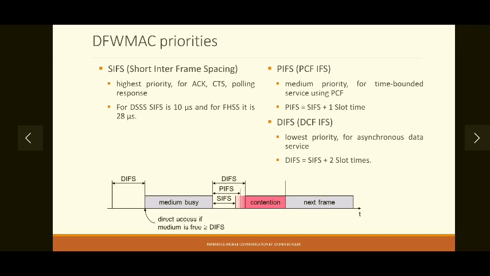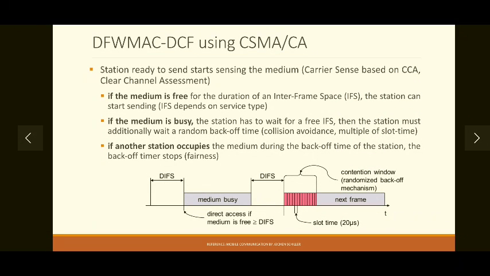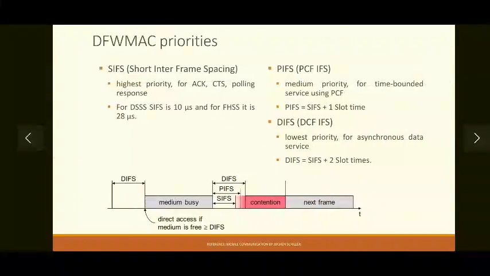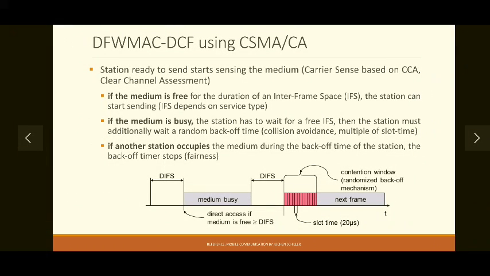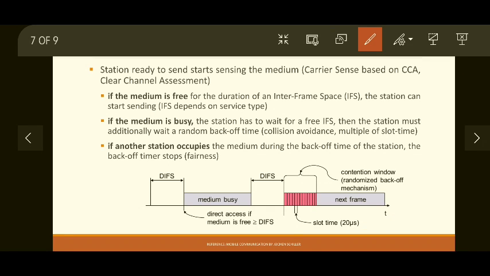How does a contention period work? The first method we are going to study to understand the contention period is the first method offered by the IEEE 802.11 MAC layer, called DFWMAC-DCF using CSMA/CA. A station ready to send starts sensing the medium via CCA. Let's say a packet arrives at the MAC layer. The station knows that it has a packet to send, so it starts sensing the medium with the CCA.